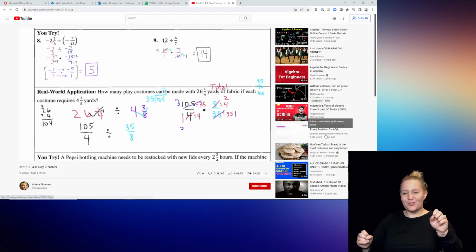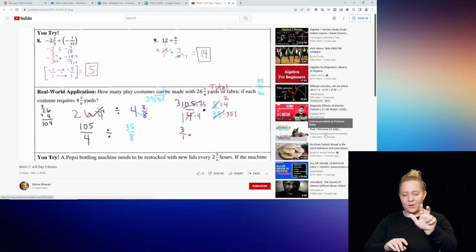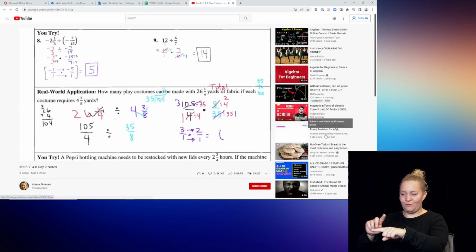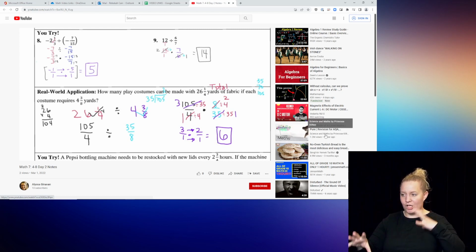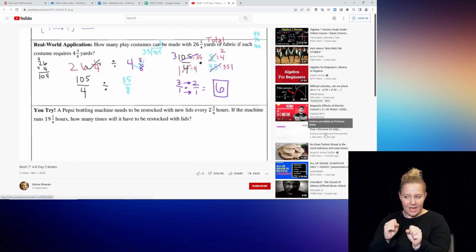So my new fractions, it's like 3 over 1 times 2 over 1, which means that I'm going to multiply straight across, and I get my final answer is 6. So what that means is that I can make 6 costumes with 26 1/4 yards of fabric. I'm going to save your time just a little bit and not write a sentence there, but like I said, that just means I can make 6 play costumes.